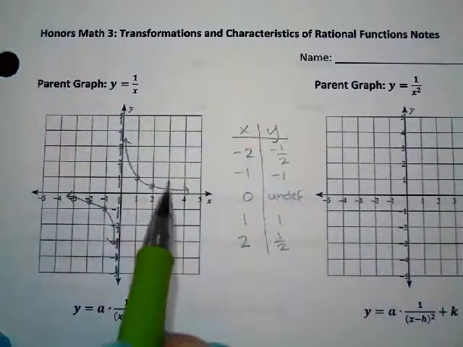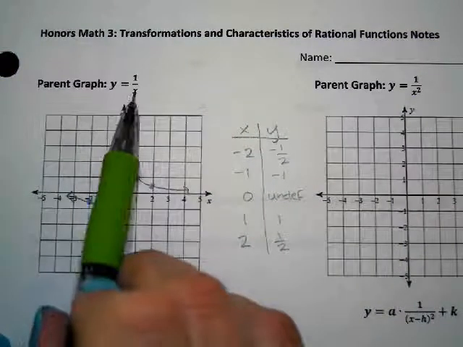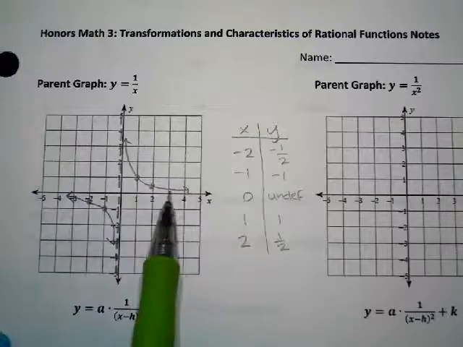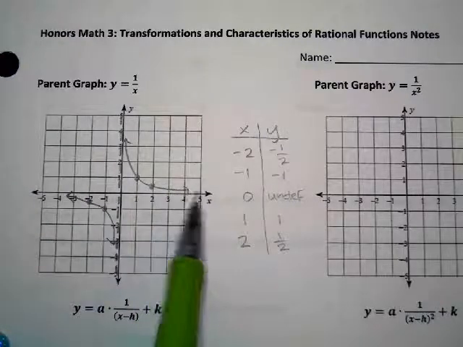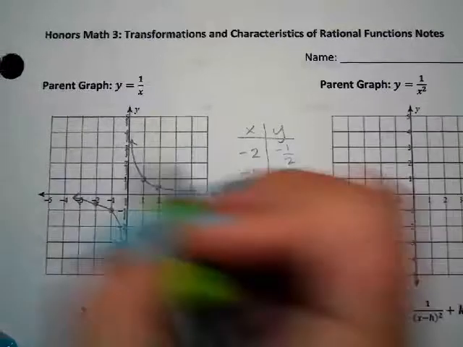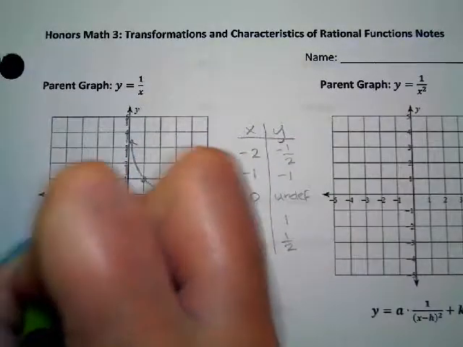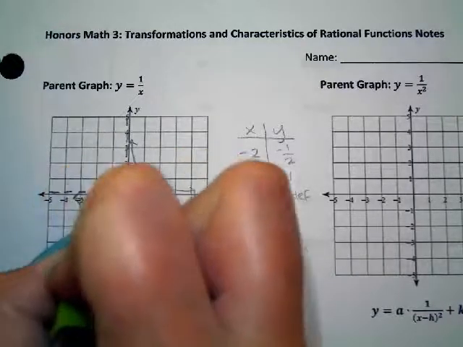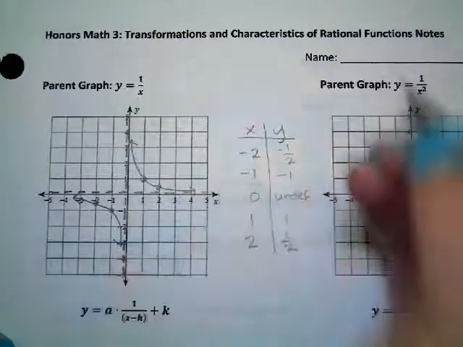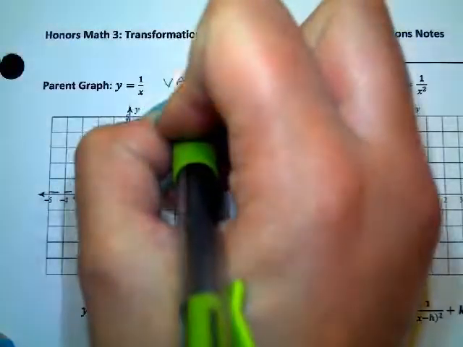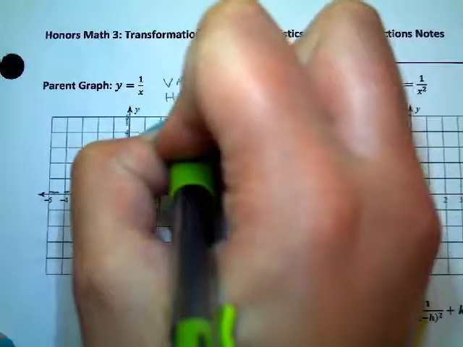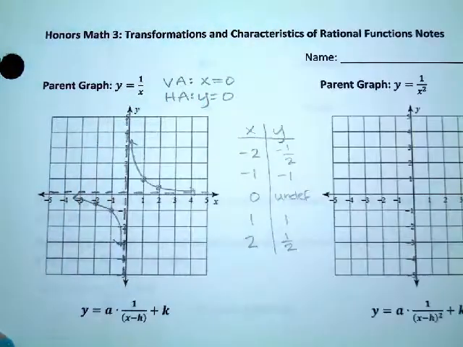And what actually happens, if you can imagine plugging in +3, plugging in +4, plugging in +5, the higher the number for x, the closer you get to the x-axis without touching it. We actually have a horizontal asymptote as well. So we have a vertical asymptote at x equals 0 and a horizontal asymptote at y equals 0.